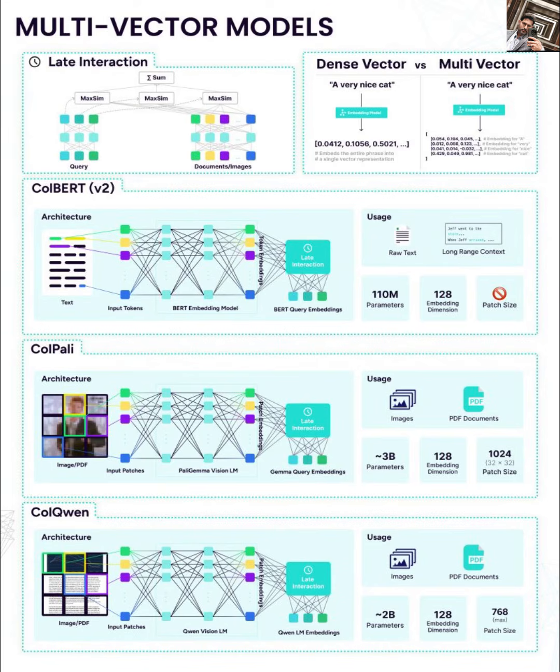The diagram lists around 3 billion parameters, an embedding dimension of 128, and a patch size of 1024. Patch size refers to the dimensions of the small pieces the image/PDF is broken into, in this case, maybe 1024 by 1024 pixels or similar units.